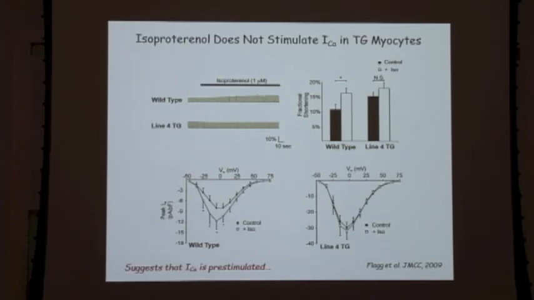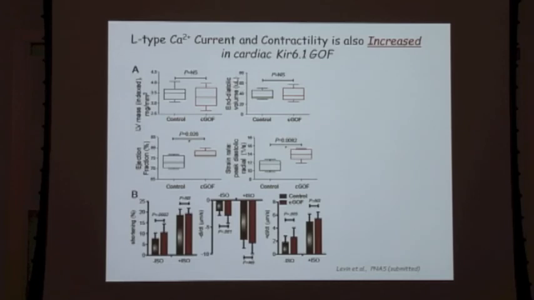And what we found was that even though in control, anybody who works on calcium currents, if you put on isoproterenol, you typically get 50% to double the L-type calcium current. But in these transgenic animals, we didn't get any increase with isoproterenol. So they're pre-stimulated somehow.